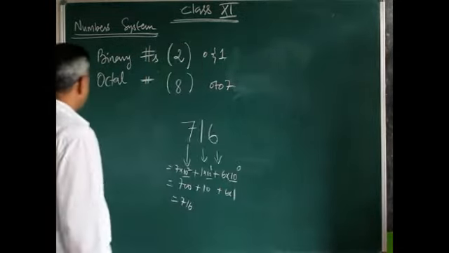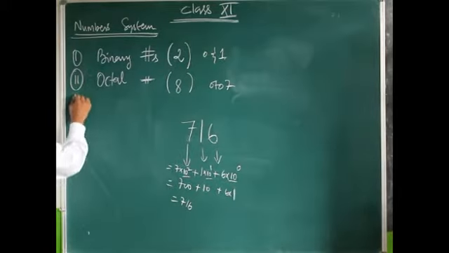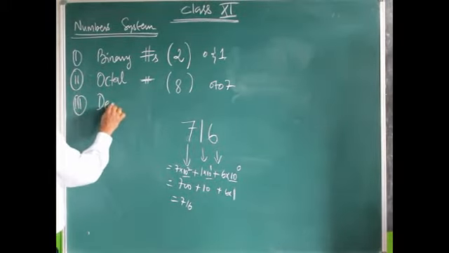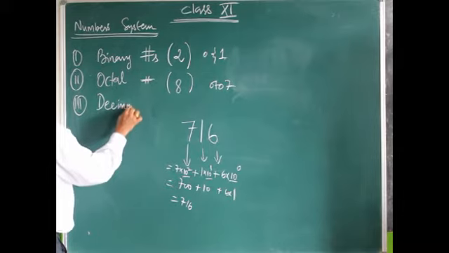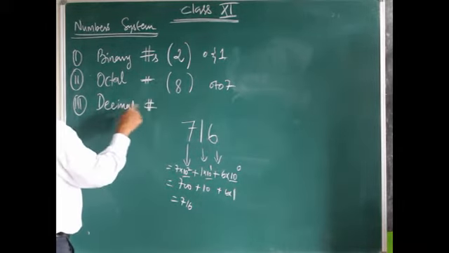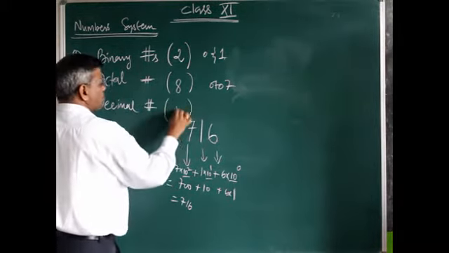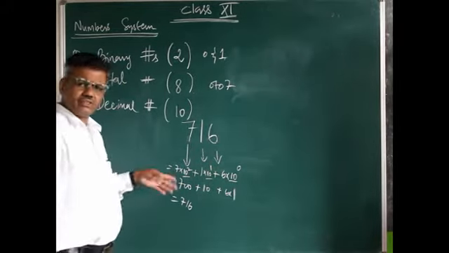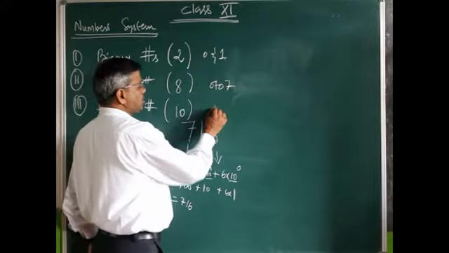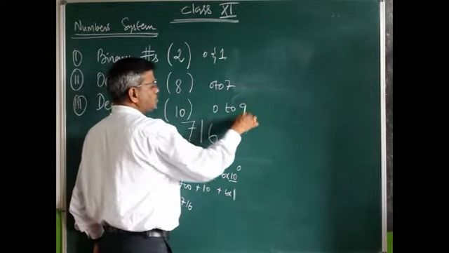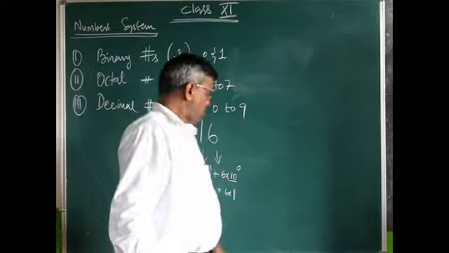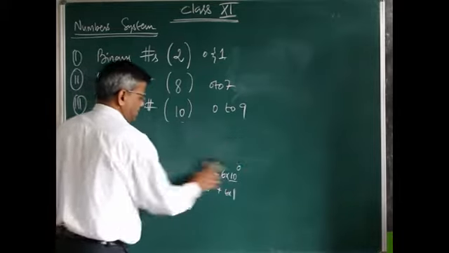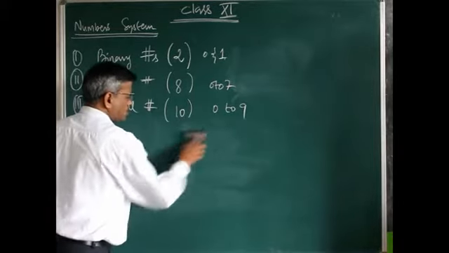8 numbers are there. Then, the third one, which is very, very familiar: the decimal number system, whose base is 10. What we have done just now. How many numbers are there? 0 to 9.